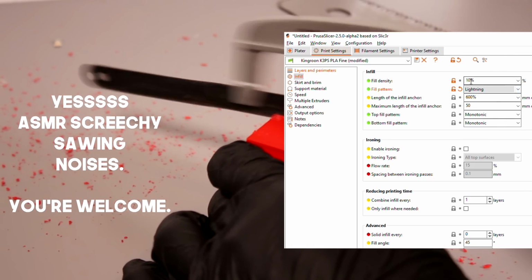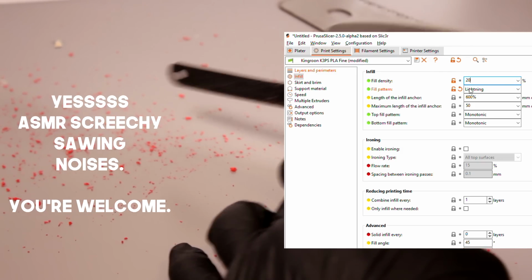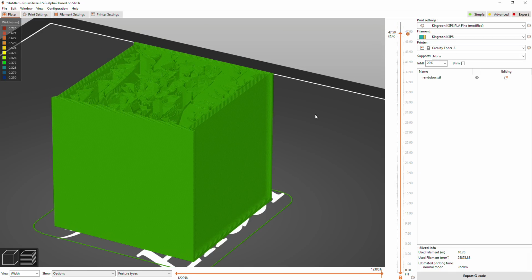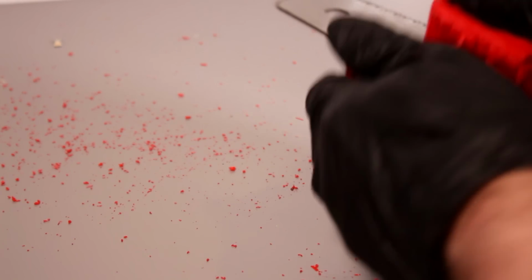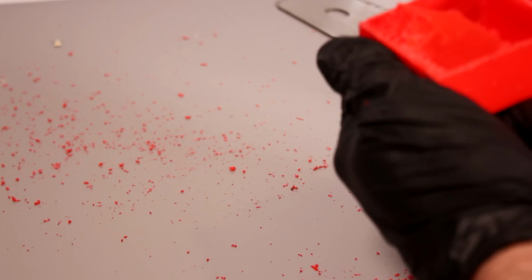Statistically, if you're watching this in the first 2 days since I release it, you're actually very likely to have even found this channel through the Lightning Infill video, and so you shouldn't need any explanation. But for the rest of you, it's an algorithm that sort of works in the same way as tree supports, but inside of a model.